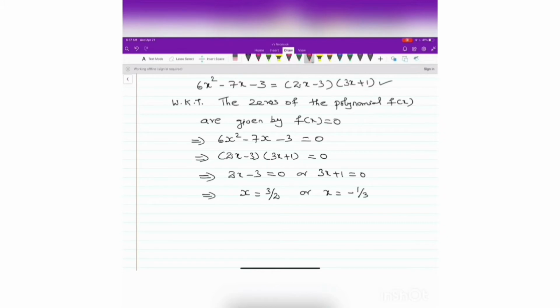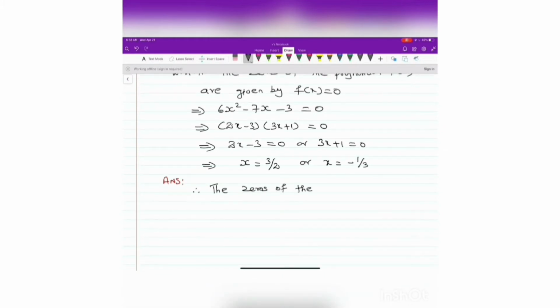So, let me write the answer for the first part. Therefore, the zeros of the given quadratic polynomial 6x square minus 3 minus 7x are 3 by 2 and minus 1 by 3.